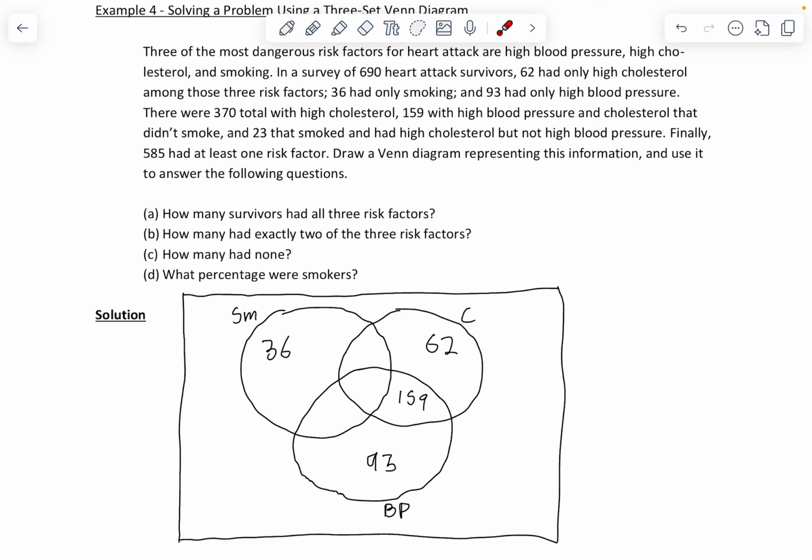Then it says 23 that smoked and had high cholesterol, but not high blood pressure. So that number has to go here, the overlap between smoking and high cholesterol, but outside of high blood pressure. So we're looking at 23, goes right there.